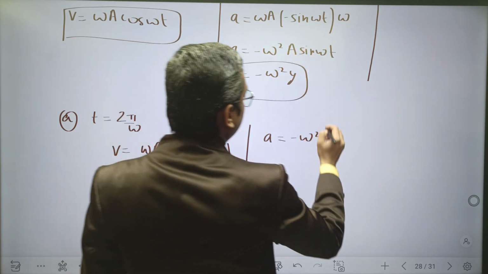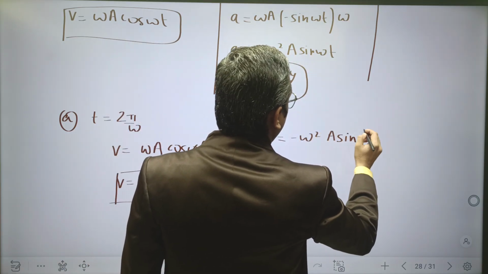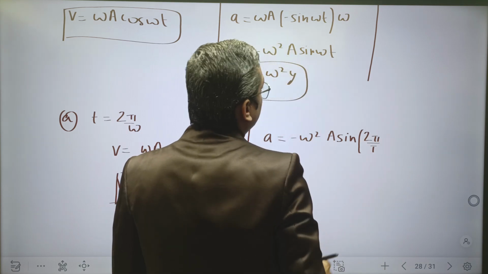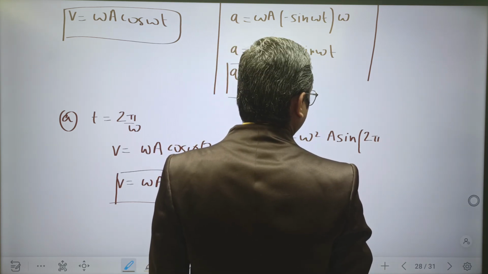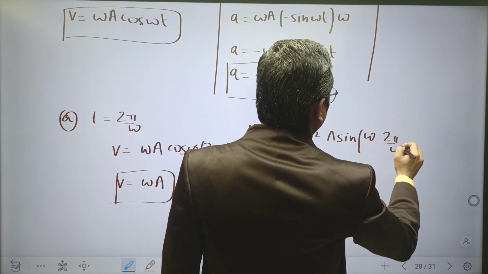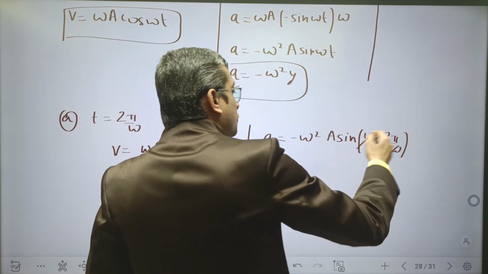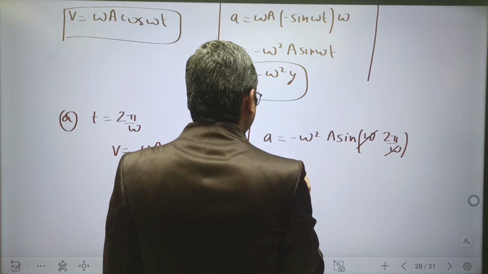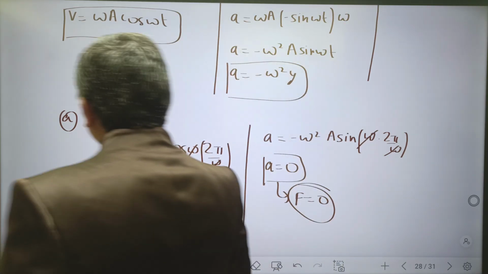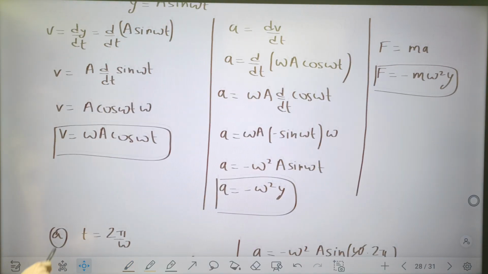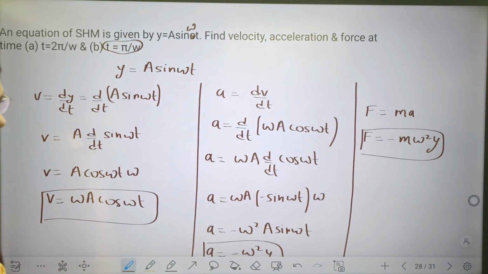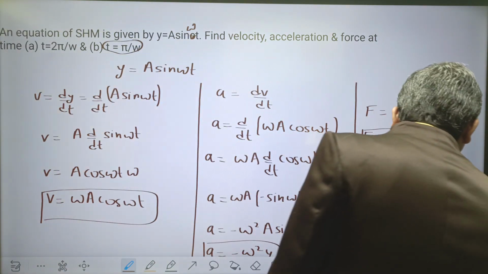This is a sine. Omega is 2 pi by T, so T is equal to 2 pi by omega. Omega gets cancelled. 2 pi, sine 360 is 0, that is acceleration is equal to 0, and it implies that force is equal to 0. In this way, by substituting the value of t as pi by omega, you can find the second part as well, isn't it? So find it and write in the comment box.